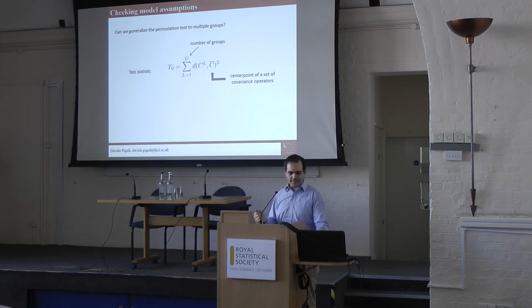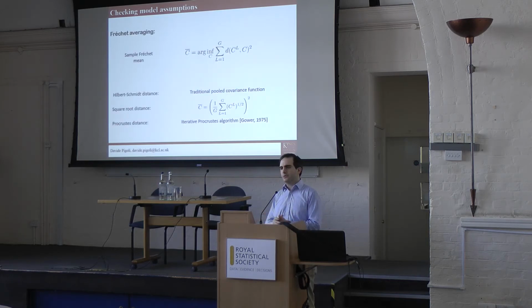So how do we define this barycenter? Again, using the geometry of the space, using the sample Fréchet mean. So we look for the covariance operator that minimizes the squared distances between the ones we have observed. And so again, this depends on the distance we choose. Let's just focus on the square root distance here, for example.